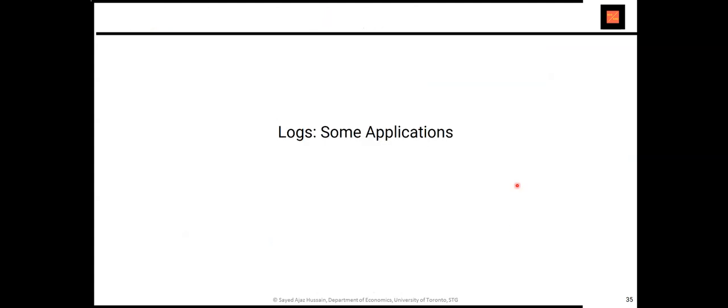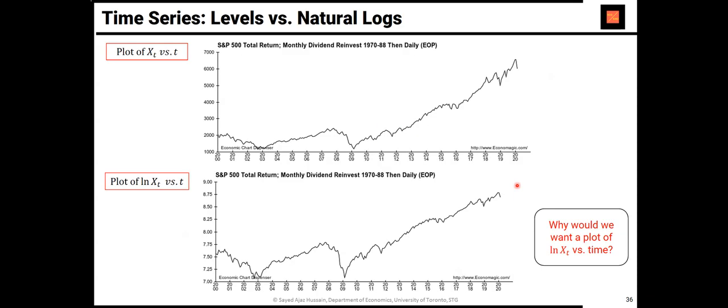Let's do some applications of logs. You notice that many times in econ papers, instead of plotting a time series of x versus time, they sometimes plot a time series of log of x versus time. The question is, why would you want a plot of log of something against time?